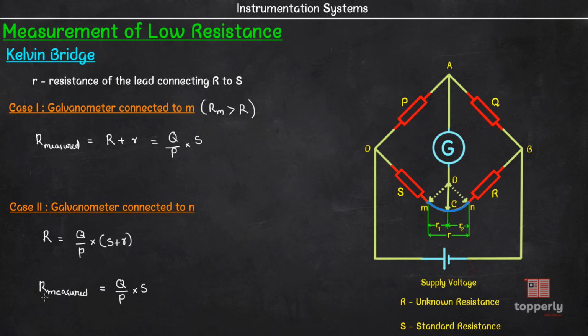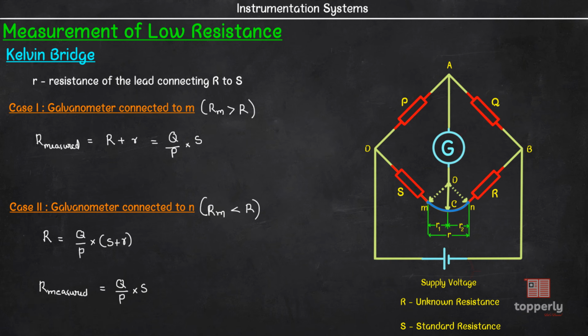So you can see that in this case, the measured value of R is less than the actual value of R. Therefore, here R measured is less than the actual value of R. Okay, so we have seen the extreme cases of connecting the galvanometer to point M and point N.